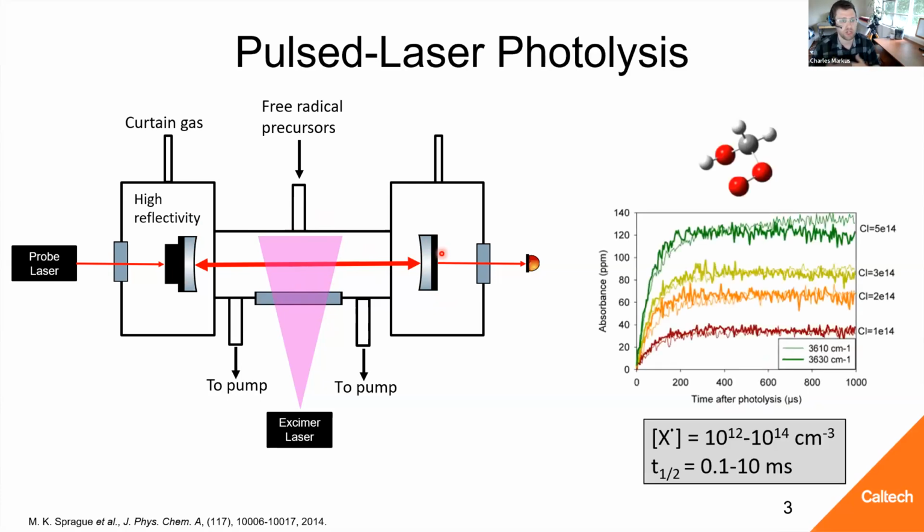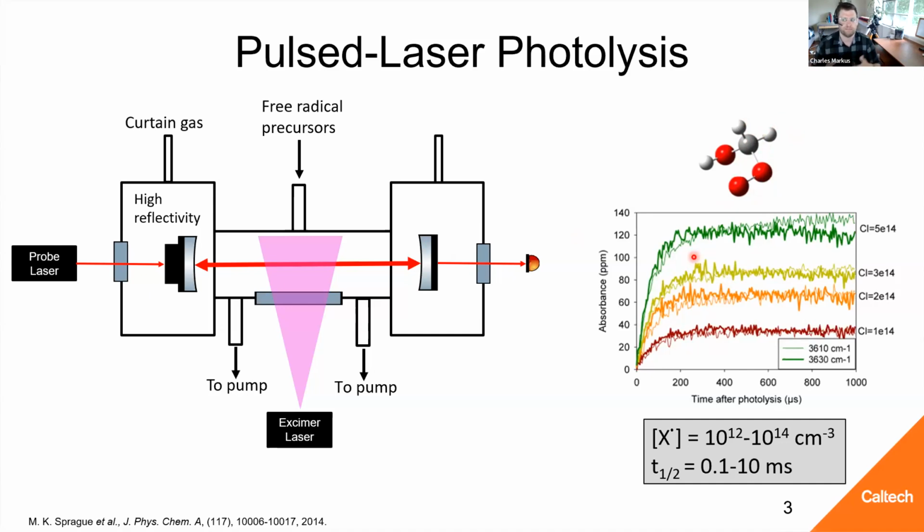The reason is that when you generate these radicals, they have concentrations on the order of 10^11 or 10^12 to 10^14 per centimeter cubed. So fairly low concentrations, and they only exist on relatively short timescales, from 100 microseconds to tens of milliseconds. And so in order to observe these species as they form and react away, you need something that is both sensitive and fairly fast. Here's an example of measuring the hydroxymethyl peroxy radical, in which you can observe its formation rate under different initial radical conditions.